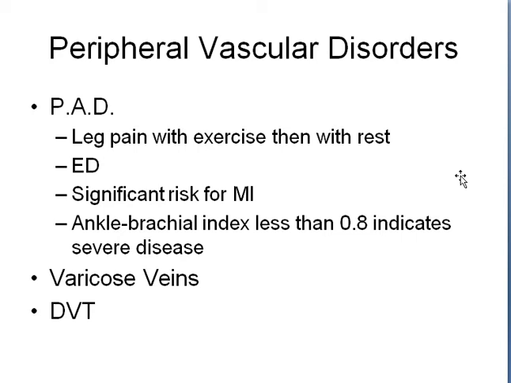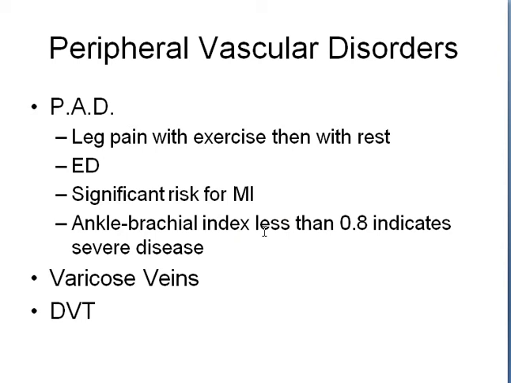So it's going to be very rare to see heart disease in the absence of brain disease, and to see peripheral artery disease in the absence of carotid artery disease. So PAD, or peripheral arterial disease, think of things like leg angina, where you have leg pain with exercise, and then as it progresses, you have leg pain at rest. ED is erectile dysfunction, and PAD is a significant risk for having an MI. An ankle brachial index of less than 0.8 indicates more severe disease.